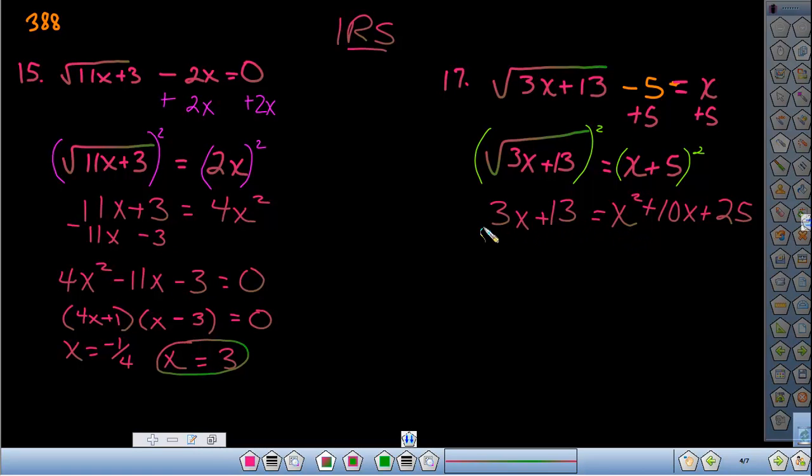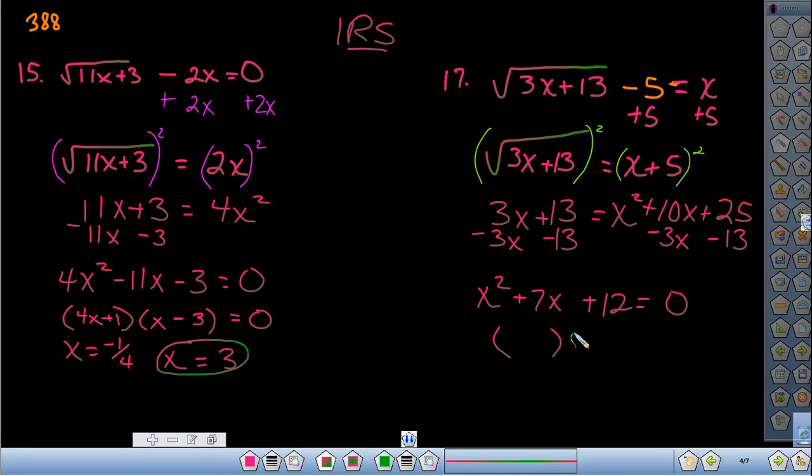So first thing we need to do is set the whole thing equal to 0. And so I'm going to bring the 3x and the 13 over to the right-hand side. So I'm going to subtract 3x and subtract 13. And my new equivalent equation is going to be x squared plus 7x plus 12 is equal to 0.